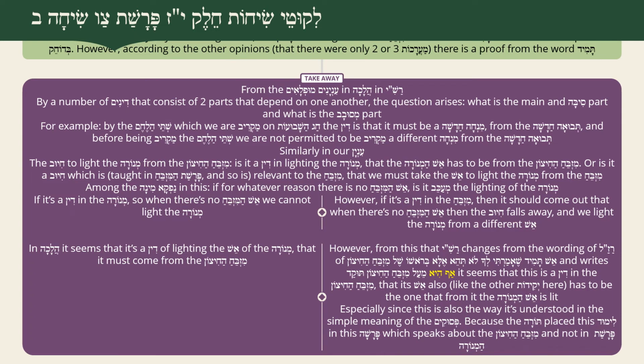It sounds like it's a din in the Eish of the Mizbeach. And especially since this is also the way it's understood in the simple meaning of the Psukim, because the Torah placed this limud in this parsha which speaks about the Mizbeach HaChitzon and not in Parshas HaMenorah. So it seems in Pshat HaShemikra that it's a din in the Eish HaMizbeach and not in the Eish HaMenorah.